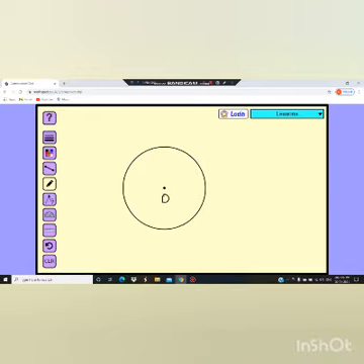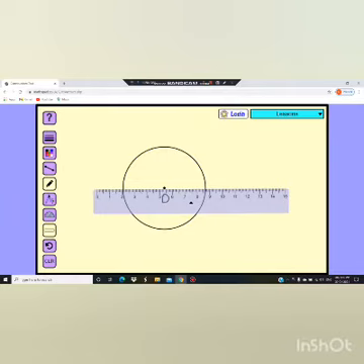Now it's asked, draw a chord PQ of 6.6 centimeter. Radius is given as 3.3 centimeter, and the chord PQ is 6.6 centimeter. So if radius is 3.3 centimeter, what is the length of the diameter? 3.3 double is 6.6 centimeter. So the chord PQ is the diameter of the circle. So it will pass through the center. So we will draw one chord PQ, that is the diameter only, passing through the center.